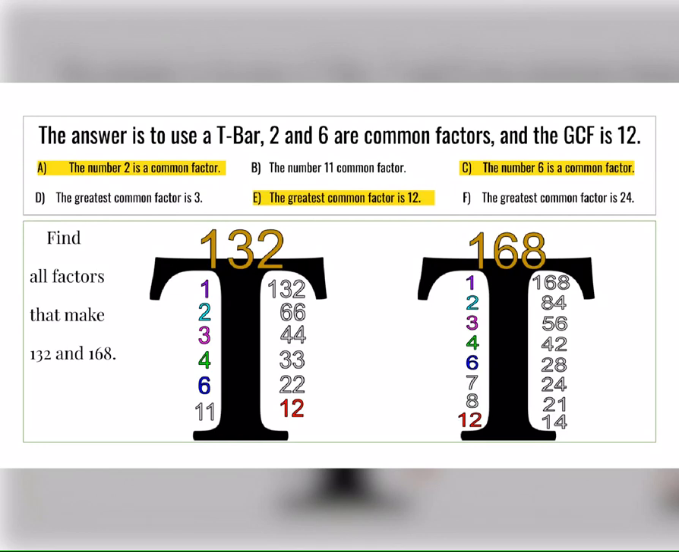Just remember, there is more than one way to solve for greatest common factor. Sometimes it will be easier to do prime factorization using factor trees, Venn diagrams, or maybe the prime factorization ladder. Other times, like on this example, it would be better just to list all of the different factors on a T-bar using your divisibility rules to find the greatest common factor.